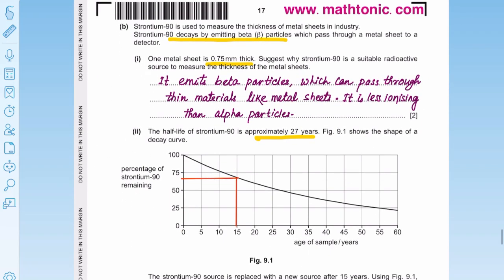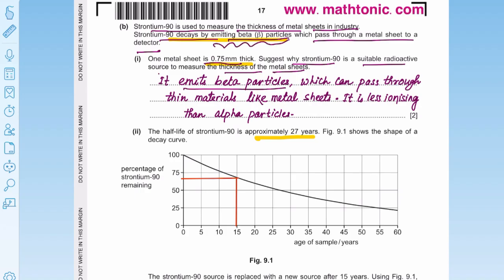9b. Strontium 90 is used to measure the thickness of metal sheets in industry. Strontium 90 decays by emitting beta particles which pass through the metal sheet to a detector. One metal sheet is 0.75 mm thick. Suggest why strontium 90 is a suitable radioactive source to measure the thickness of metal sheets, because we know that beta particles are used to measure the thickness of sheets. So this question is given emitted beta particles.